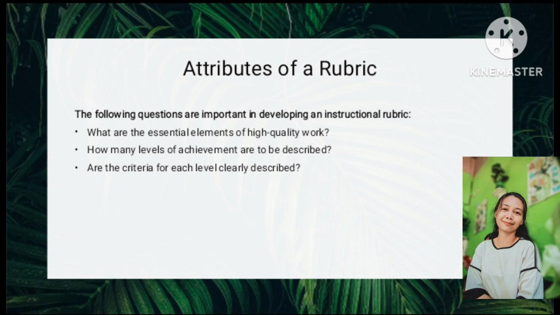Next is, are the criteria of each level clearly described? So indi lang pwede nga basta ang imo mga criteria bisan indi importante ginabutang mo lang gihapon. So kinahanglan klaro siya kag ma-achievable sang mga kabataan or sang imo nga gina-measure.